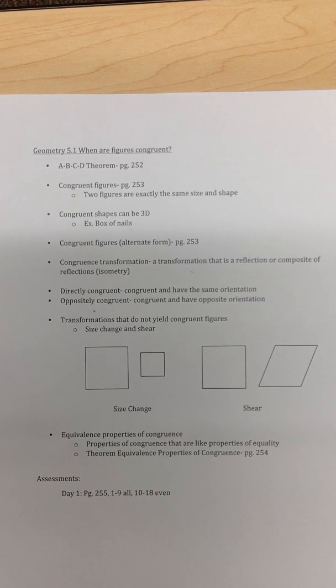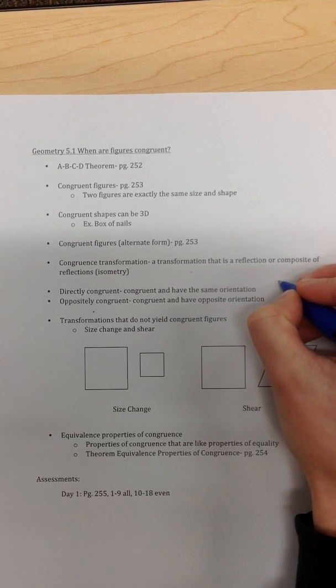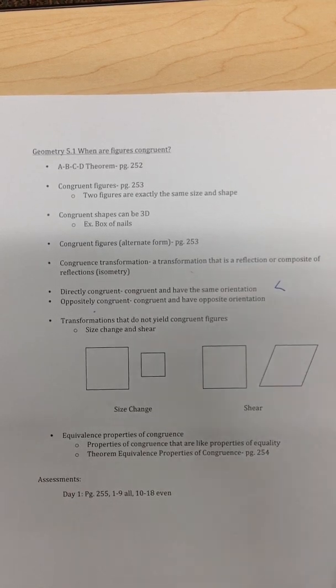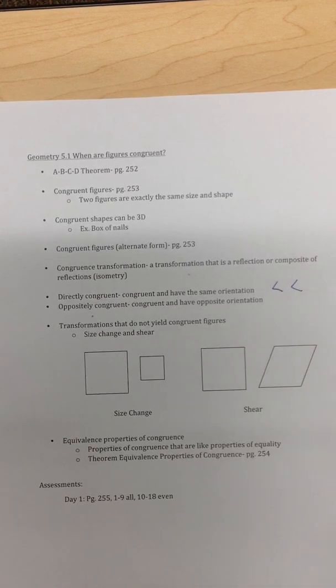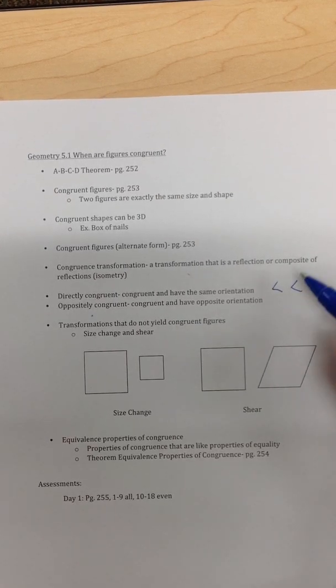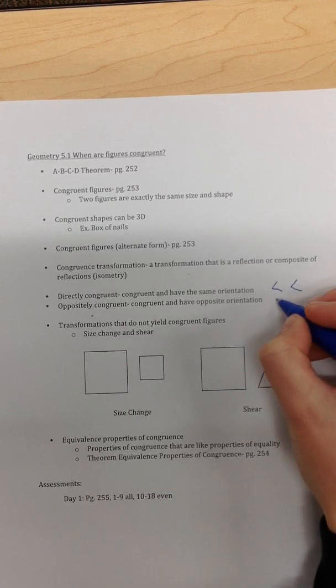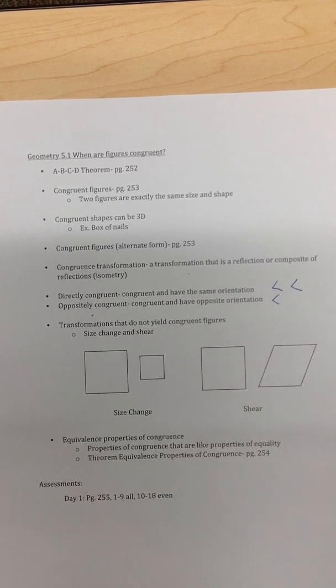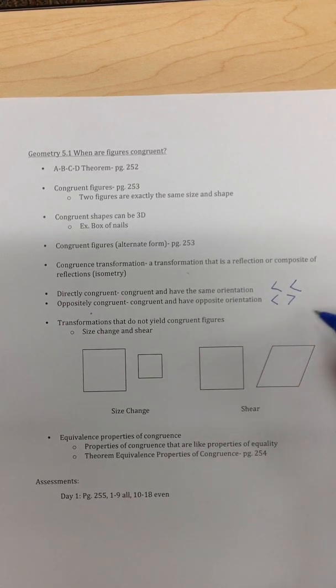So directly congruent is they have the same orientation. Oppositely congruent would be they have different orientation or opposite orientation. So I'll draw you a little picture here. So say that's my shape. I take it and I do a slide and I get that shape. Those would be directly congruent because they have the same orientation. Now if I took that shape again and I did a flip of it, like that, those would have opposite orientation because they would be going in different directions.